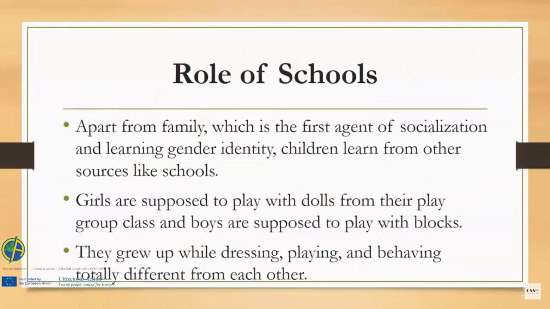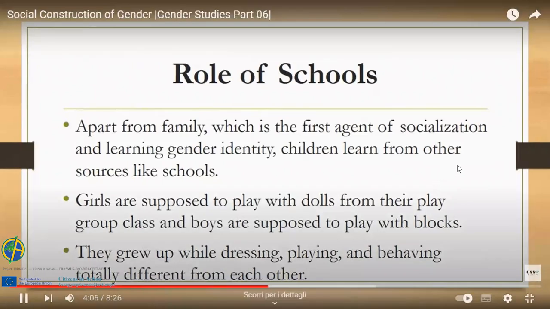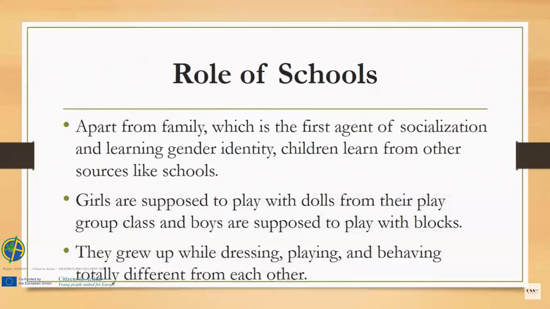Role of schools. Apart from family, which is the first agent of socialization and learning gender identity, children learn from other sources like schools. Playing with dolls versus playing with blocks. Girls are supposed to play with dolls from their playgroup class, and boys are supposed to play with blocks. Girls play different games and boys play different games. They grow up dressing, playing, and behaving totally different from each other.